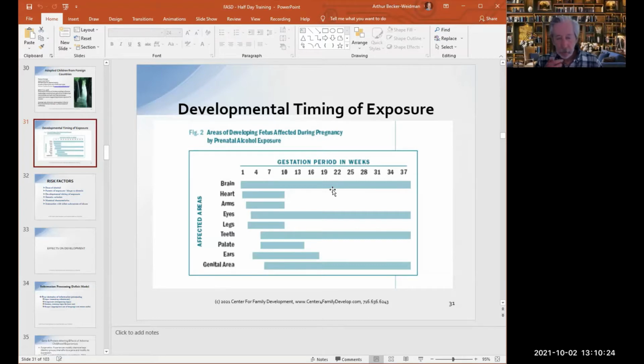And as any pediatrician would tell you today, there is no safe level of exposure to alcohol. Best just not to drink if you're trying to get pregnant, think you're pregnant or are pregnant.